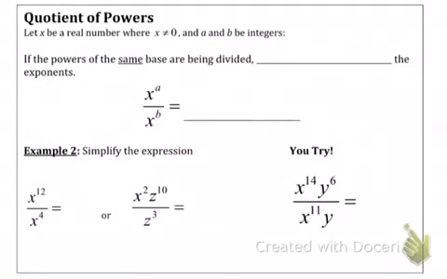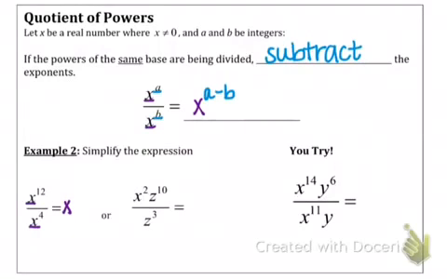Our second property, the quotient of powers, states that if powers of the same base are being divided, then we subtract the exponents. So in this general form, we have x to the a divided by x to the b. Since these have the same base of x, we are going to subtract their exponents, which would be a and b, so we now have x to the a minus b. In example 2, we have x's of the same base, so that is going to be our base, and then we simply subtract our exponents, 12 minus 4, so this becomes x to the 8th power.